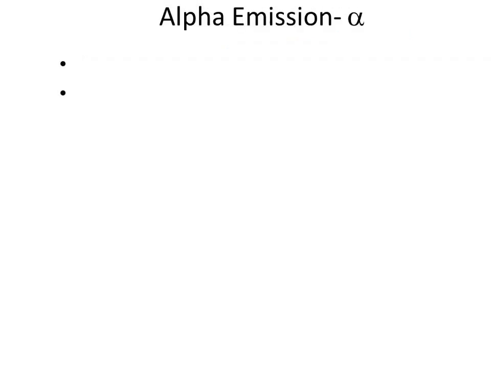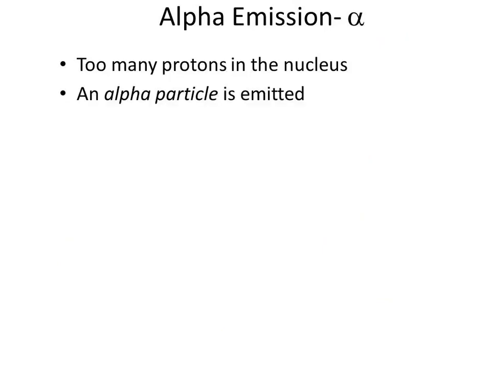So, alpha decay. An alpha decay occurs when you have too many protons in the nucleus. And so, when you have too many protons in the nucleus, you end up emitting an alpha particle. And an alpha particle is the same as the nucleus of a helium atom. So, you end up having 4, 2. So, here's helium. Helium atom.